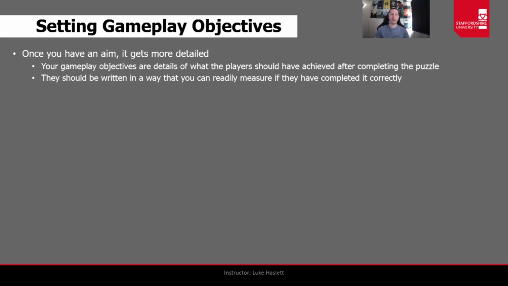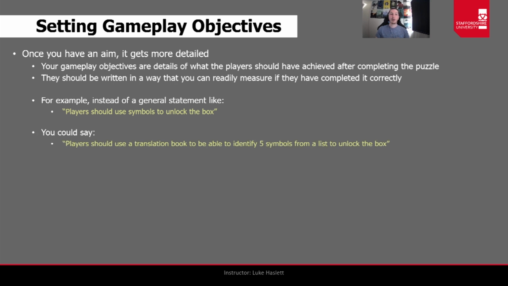Once you have an aim, it gets more detailed. Your gameplay objectives are details of what the players should have achieved after each puzzle they've completed. They should be written in a way that can be readily measured if they have completed it correctly. For example, instead of a general statement like players should use symbols to unlock the box, you could say players should use a translation book to be able to identify 5 symbols from a list to unlock the box.